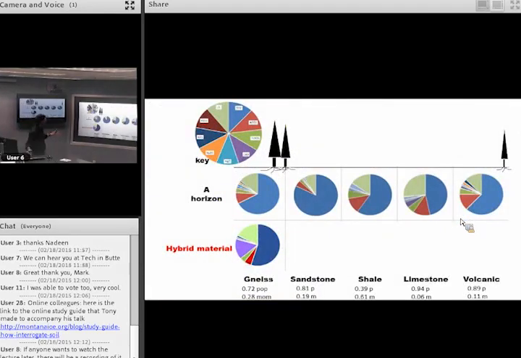So here's our hybrid material. I've just sort of popped this in over on top of the one that was there before representing the rock. So this is the hybrid parent material, 72% pop and 28% mom.